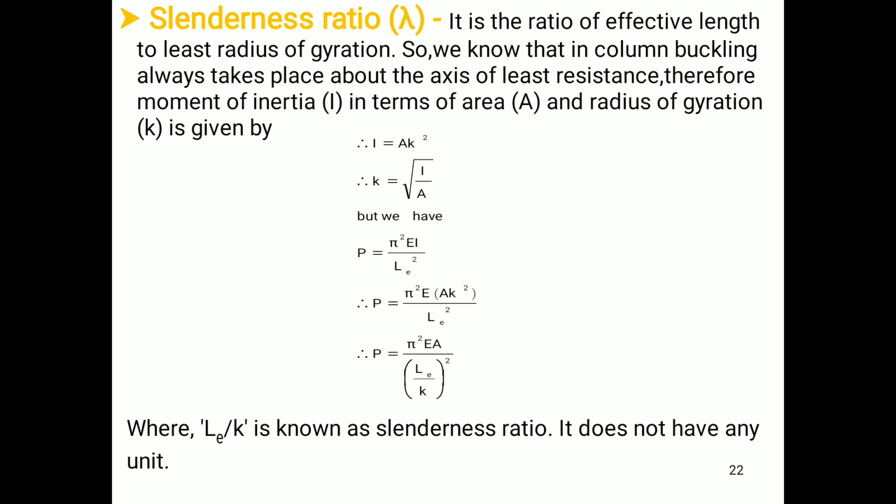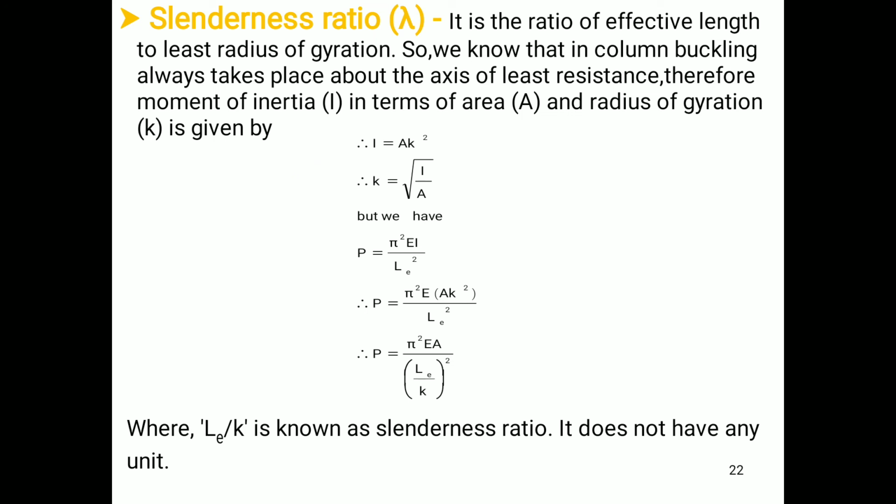We know that in a column the buckling always takes place about the axis of least resistance. Therefore the moment of inertia I in terms of area A and the radius of gyration K is given by I is equal to AK square. Therefore, the radius of gyration will become K is equal to under root of I upon A.